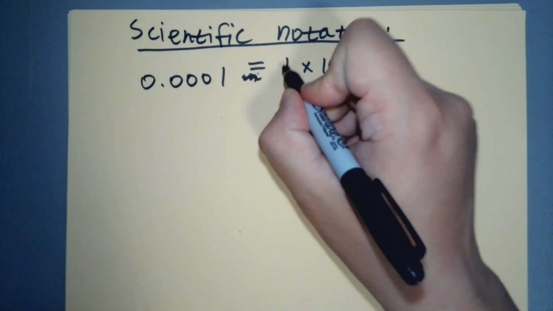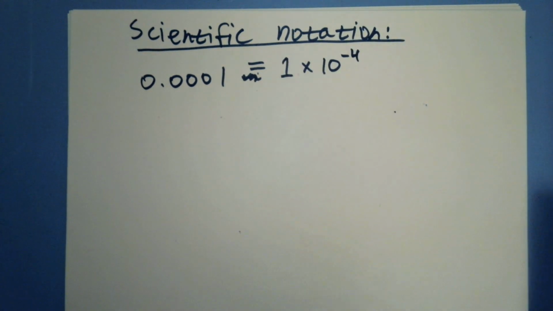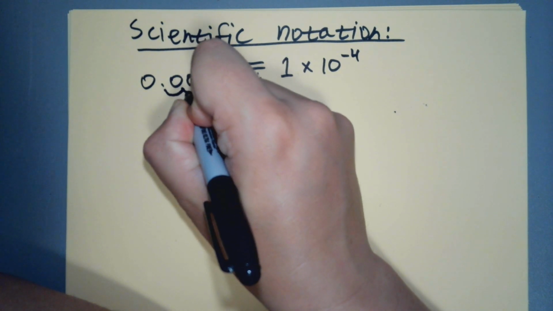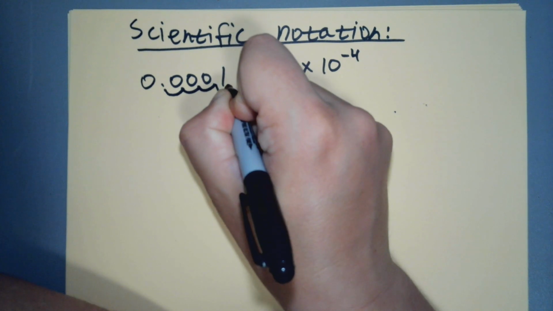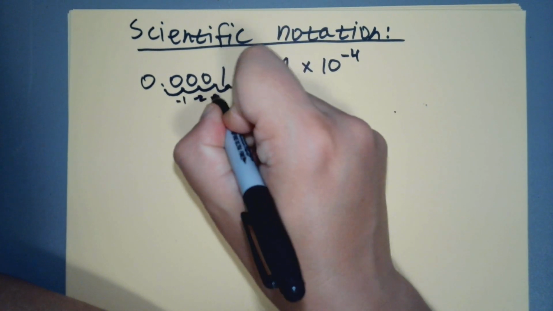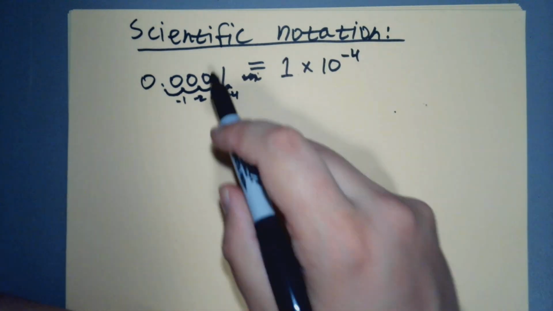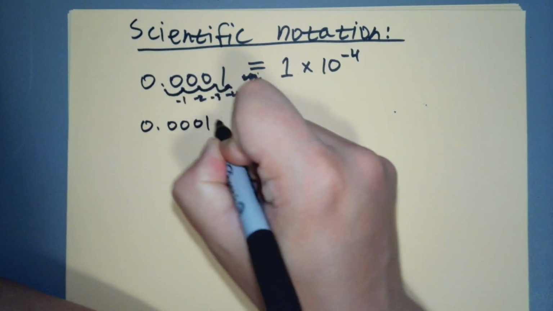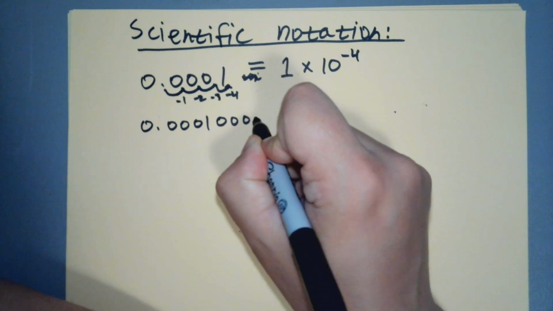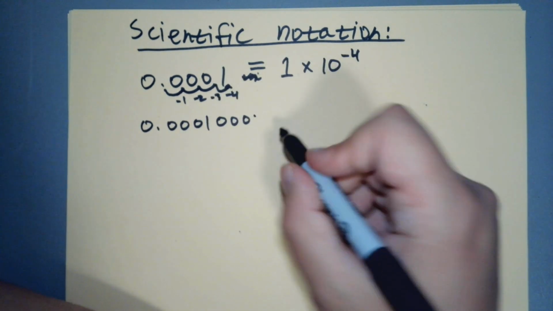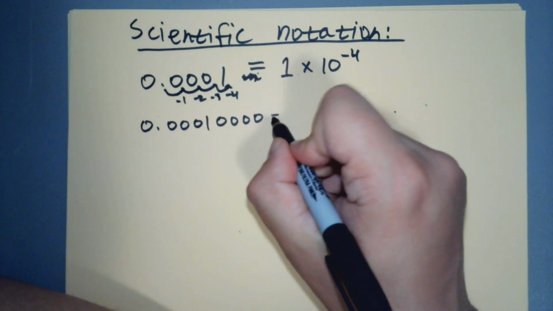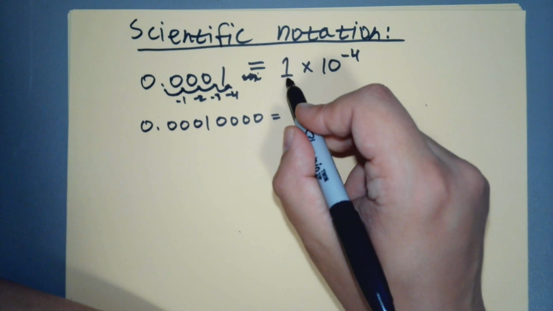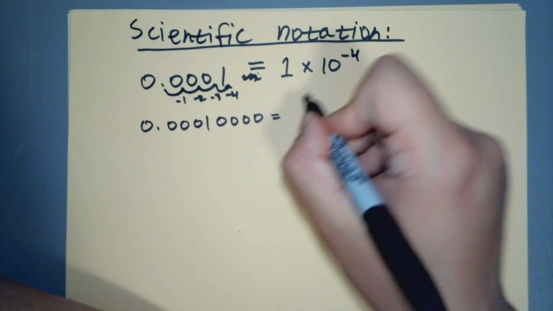So how did I do that? Maybe you've seen this in a math class before. If I move to the right, that's 1, 2, 3, 4, so there's a negative 1, negative 2, negative 3, negative 4. And that 1 goes right there. Now if I have something like the number 0.0001000, well, what we do is we write all of our significant digits here and we put our first number in the ones place. That's why I have to multiply by this 10 to the negative 4.